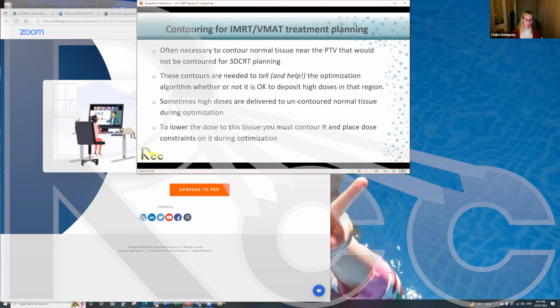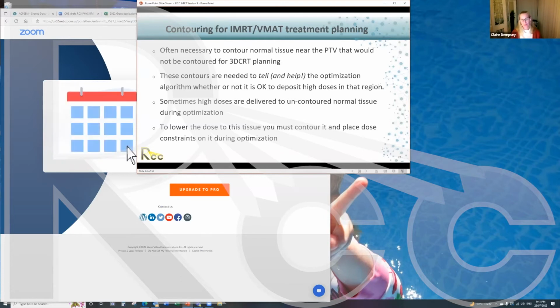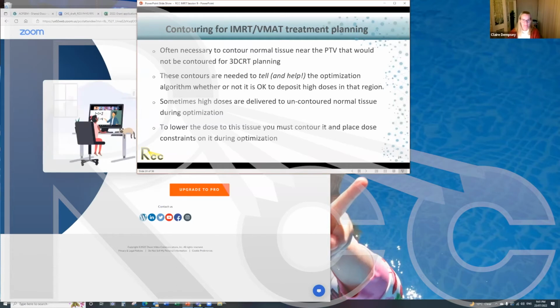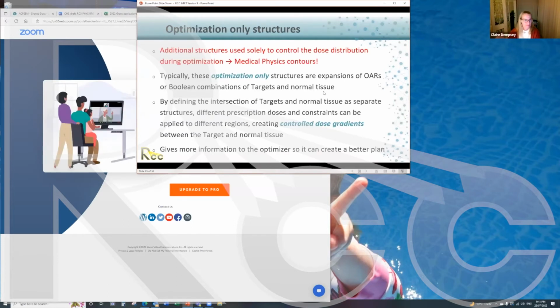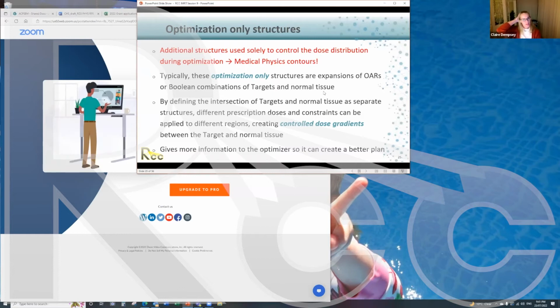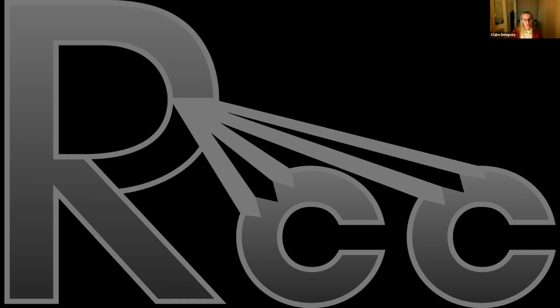So yeah, in order to keep the dose surrounding our PTV or our target as low as we can, we need to contour it, and we need to put dose constraints on that when we're doing our optimization in our treatment plan. So these are things called optimization only structures.